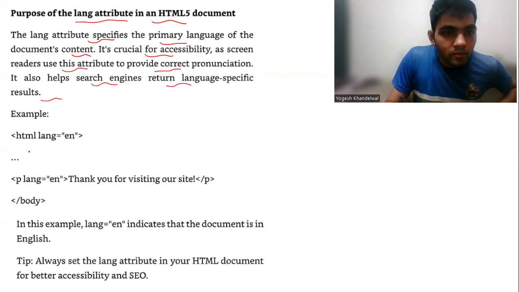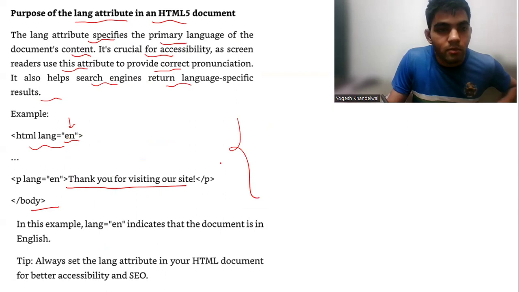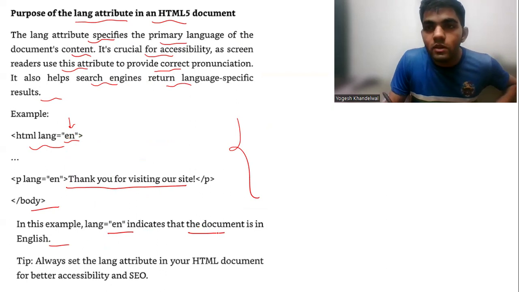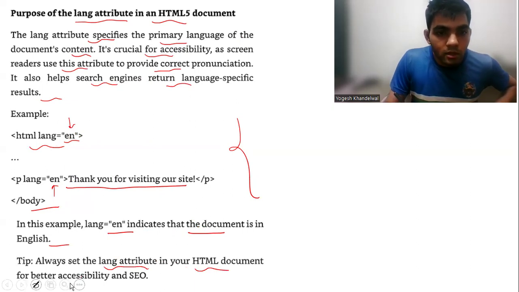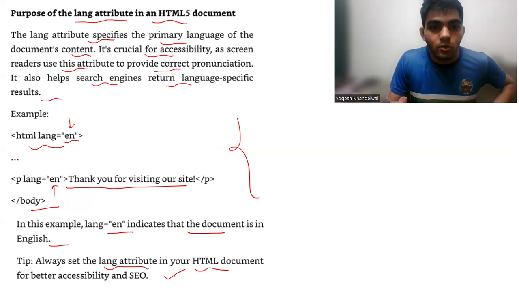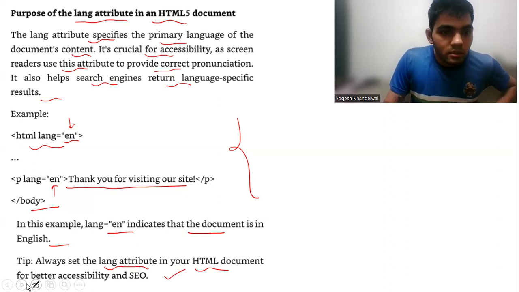For example, if we use the lang attribute, here we write lang equal to en. Here en stands for English. Here, "Thank you for visiting our site" is one small HTML code. In this example, it indicates that the document is in English. For telling what language we are using, we can describe that here. Always set the lang attribute in an HTML document for better accessibility and SEO.